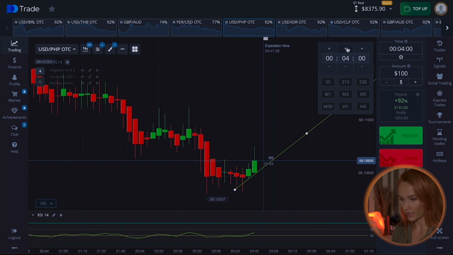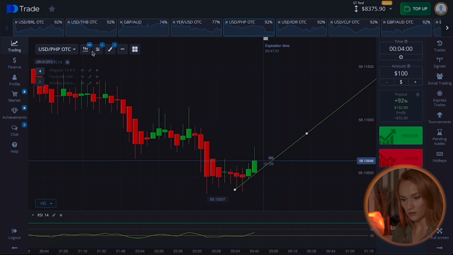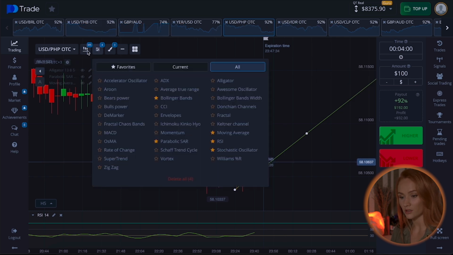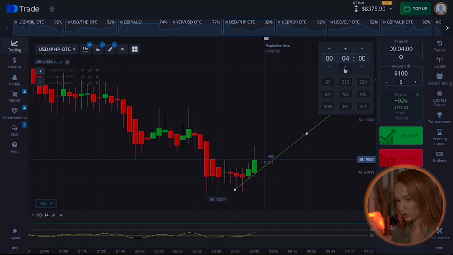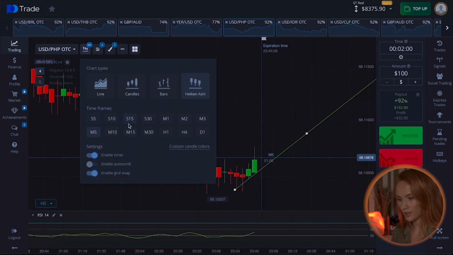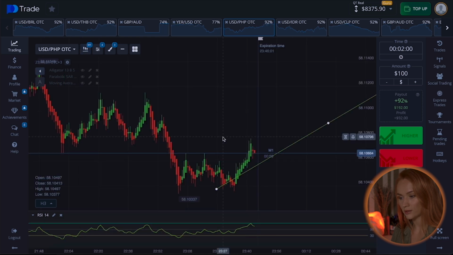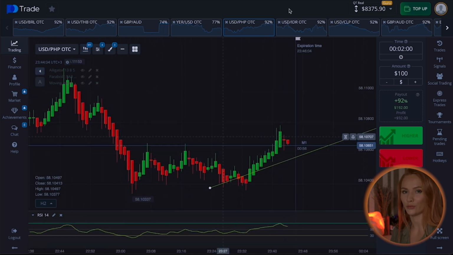I increased the deal time to 4 minutes, and this is the perfect opportunity to change the time frame. It stood for 5 minutes, so let's try to reduce it at the same time. Let us return to the deal time of 2 minutes, but set the time frame to, let's say, 1 minute, and we will see how our deal works out.